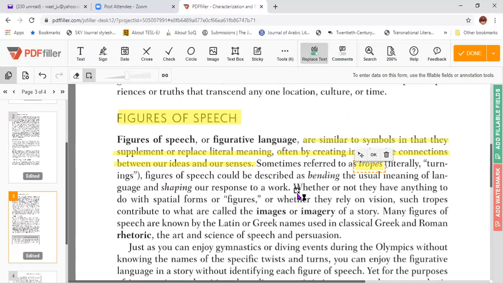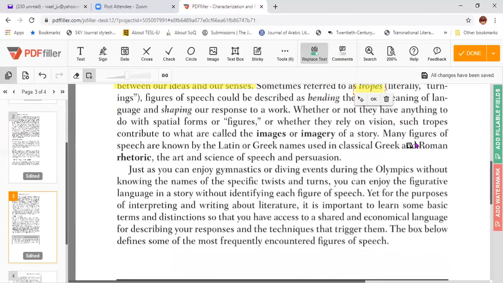Figures of speech could be described as bending the usual meaning of language and shaping our response to work, whether or not they have anything to do with the special forms or figures, or whether they rely on vision. Such tropes contribute to what are called the image or imagery of the story. Many figures of speech are known by the Latin or Greek names used in the classical Greek and Roman rhetoric, the art and the science of speech and persuasion. Okay.